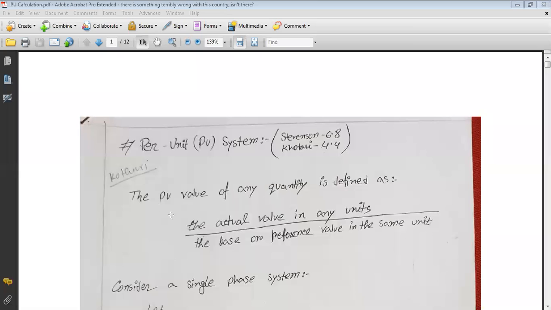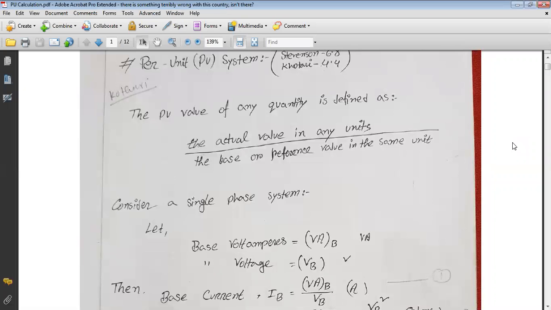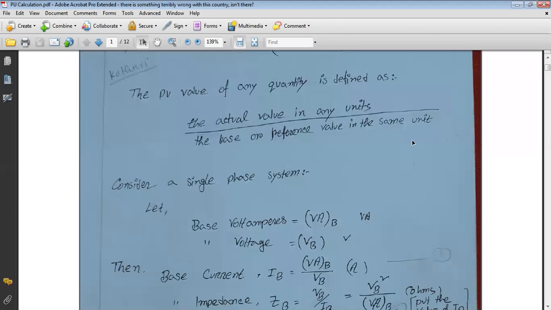So this is the lecture sheet of per unit calculation. In my first lecture, I discussed the basic equation of per unit calculation. If we want to convert a quantity to a per unit, it means that if we want to represent the quantity in a unitless form, then we have to divide the actual value by the base or reference value in the same unit. So this is the basic equation of per unit calculation.